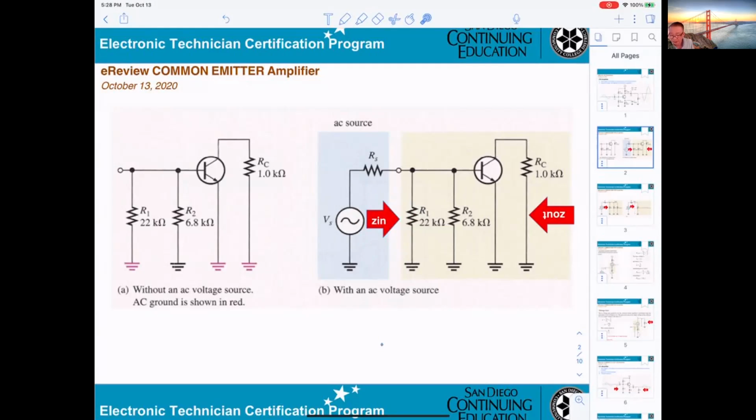And then also, if you're looking into the output, this one right here, that's what they call the output resistance. So dealing with AC, what we need to know is the input resistance, the output resistance, and also we want to know the gain.